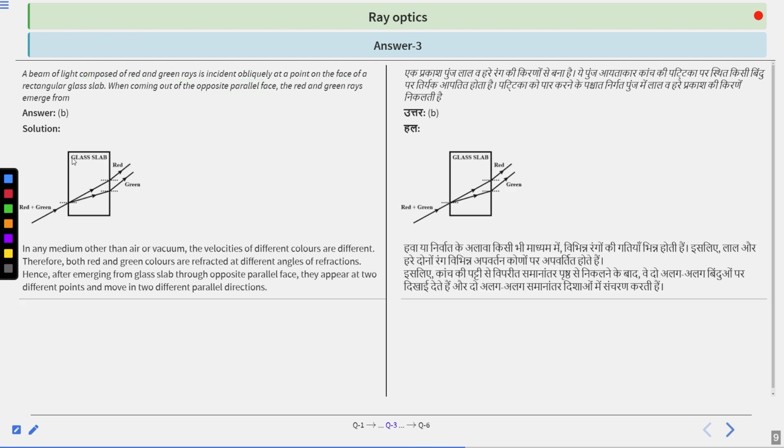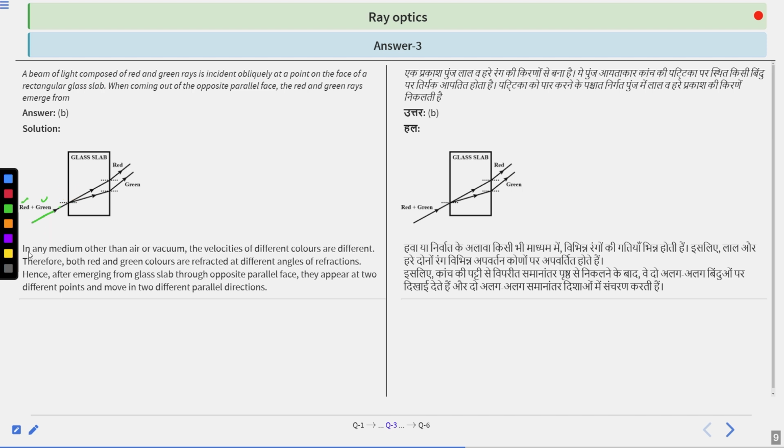Suppose this is a glass slab as shown in this diagram, and this is the ray, the beam of light. This beam of light is composed of red and green rays. Clear? And suppose this is the first medium, and the glass slab is the second medium. This is the first medium and this is the second medium.